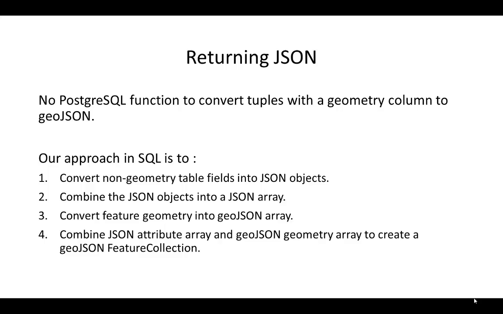Now, there are several ways you can do this. Unfortunately, Postgres doesn't have a function that returns a GeoJSON feature collection from a table with a geometry column. It's on their to-do list for future development, so it's on the cards, but it's not there yet. So we've got a problem in that there's no simple way to say to Postgres, give me GeoJSON.